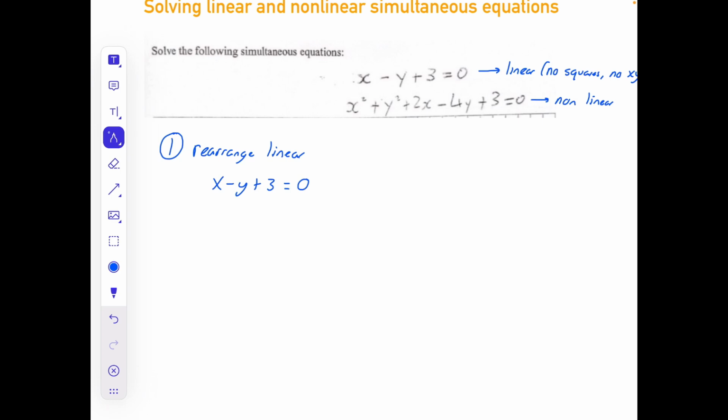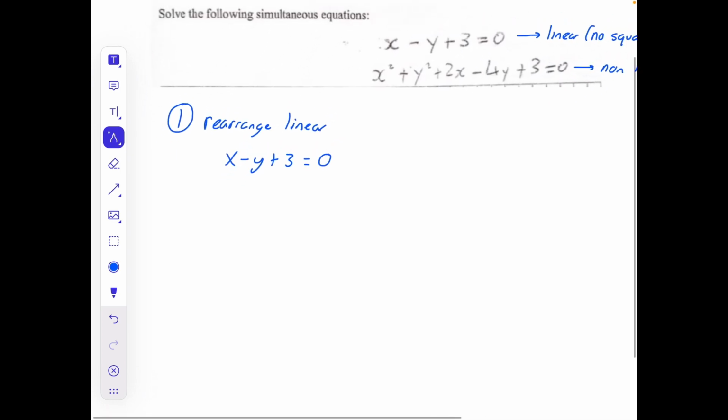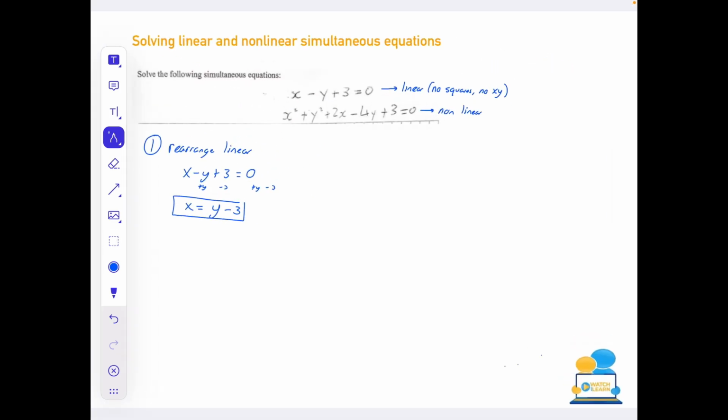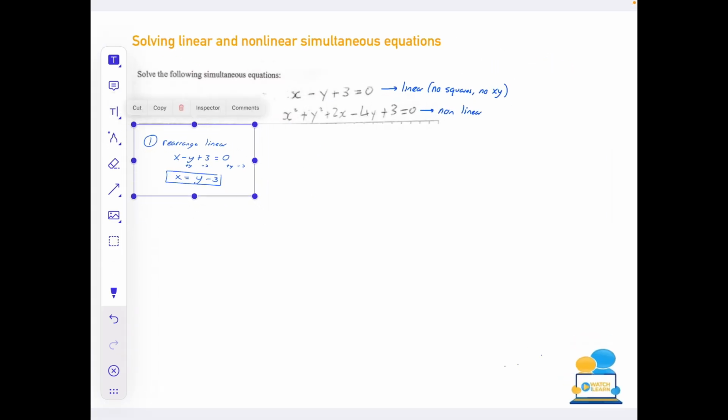You would have probably done this when you were looking at manipulation of formula for Junior Cert, or you would also be doing that in algebra for Leaving Cert. So I want x on its own. What I'm going to do is plus y and minus 3 to both sides. So that is rearranged to be x is equal to y minus 3. Rearranged it to get either x or y on its own. I just went for x. That is your step 1.